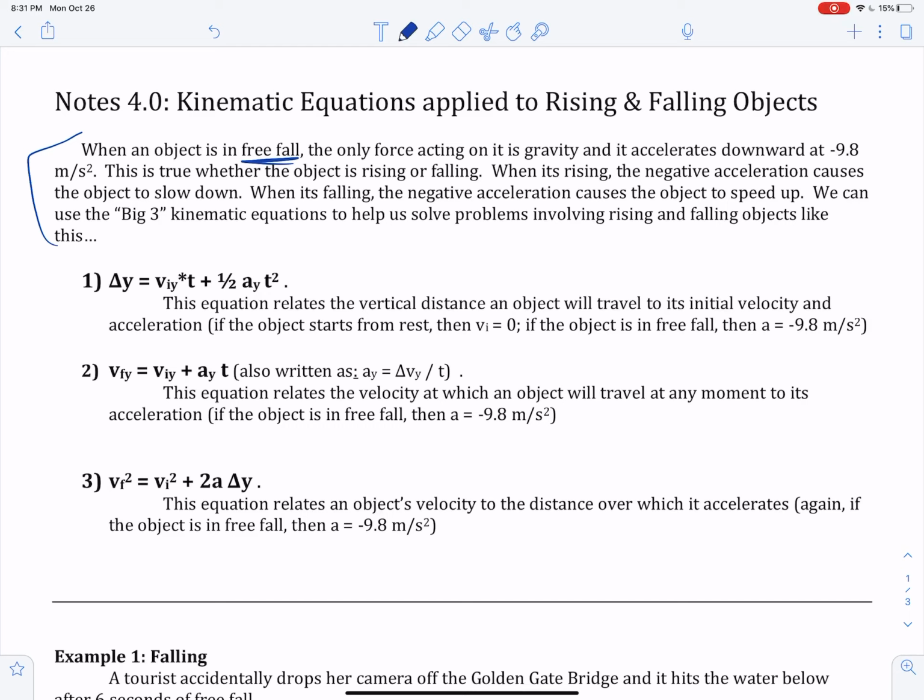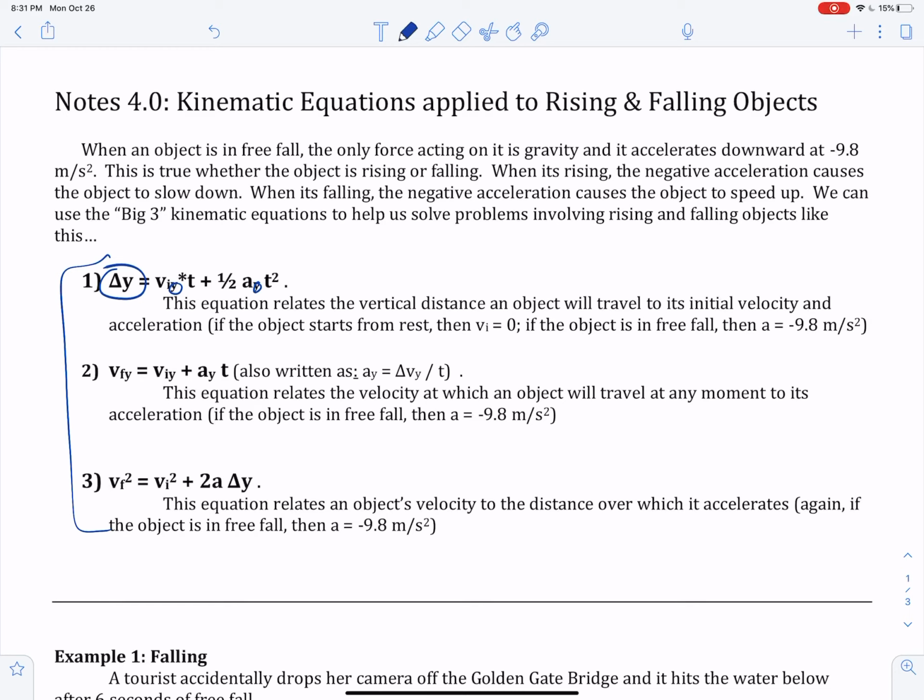So here's our big three below. Equation 1 looks just like it would have in the horizontal direction, except we're using delta y now, right? Because we're thinking vertically. And we have these vertical subscripts, sub y. And then we'll see that in equation 2 and in equation 3, right? We're in the vertical direction.